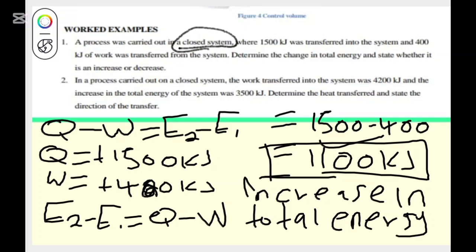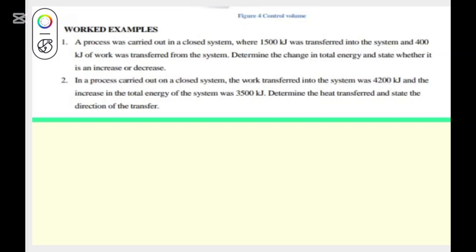So let's see the next question. You have to take note that E2 minus E1 is the closed loop that we are looking for. The second question: in a process carried out on a closed system, the total heat transferred into the system was 4200 kilojoule, and the increase in the total energy of the system was 3500 kilojoule.